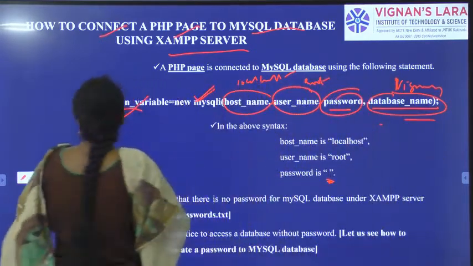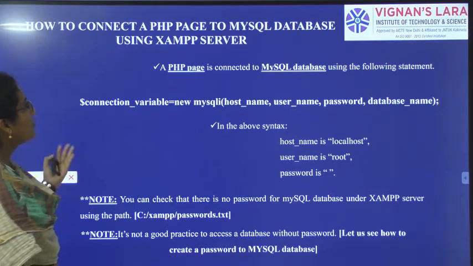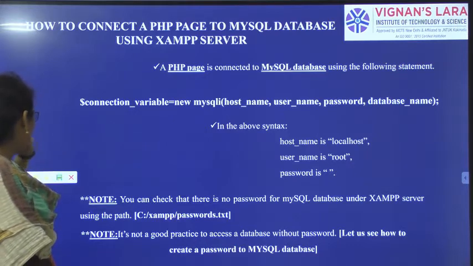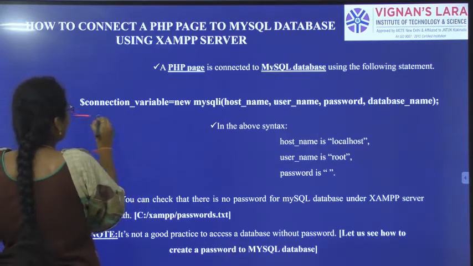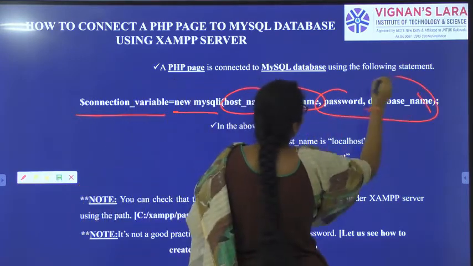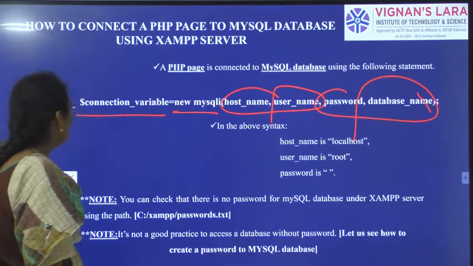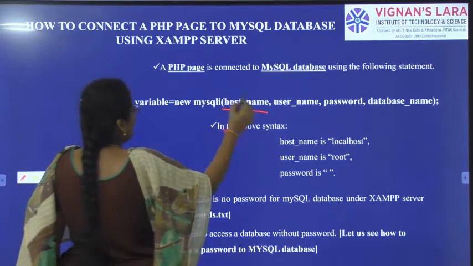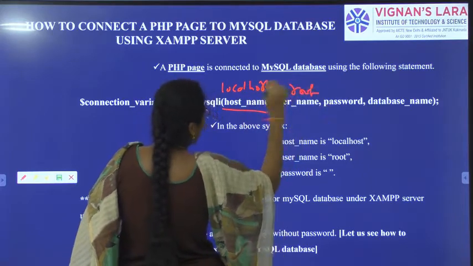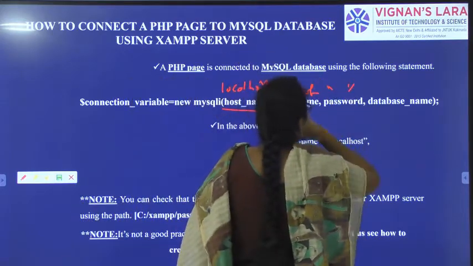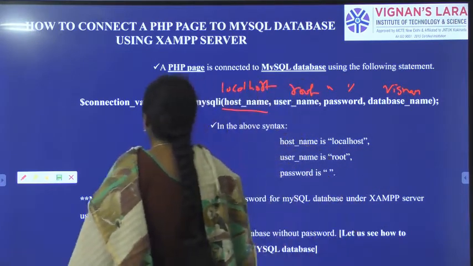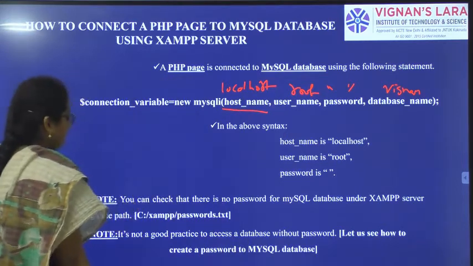So if you want to connect a PHP page to the MySQL database using the XAMPP server, you have the statement: connection variable, new mysqli, host name, username, password and database. In this there are predefined values. Host name is always localhost, username is always root, password is empty, we don't have any password, and database name will change depending upon the database where you need to store the data.